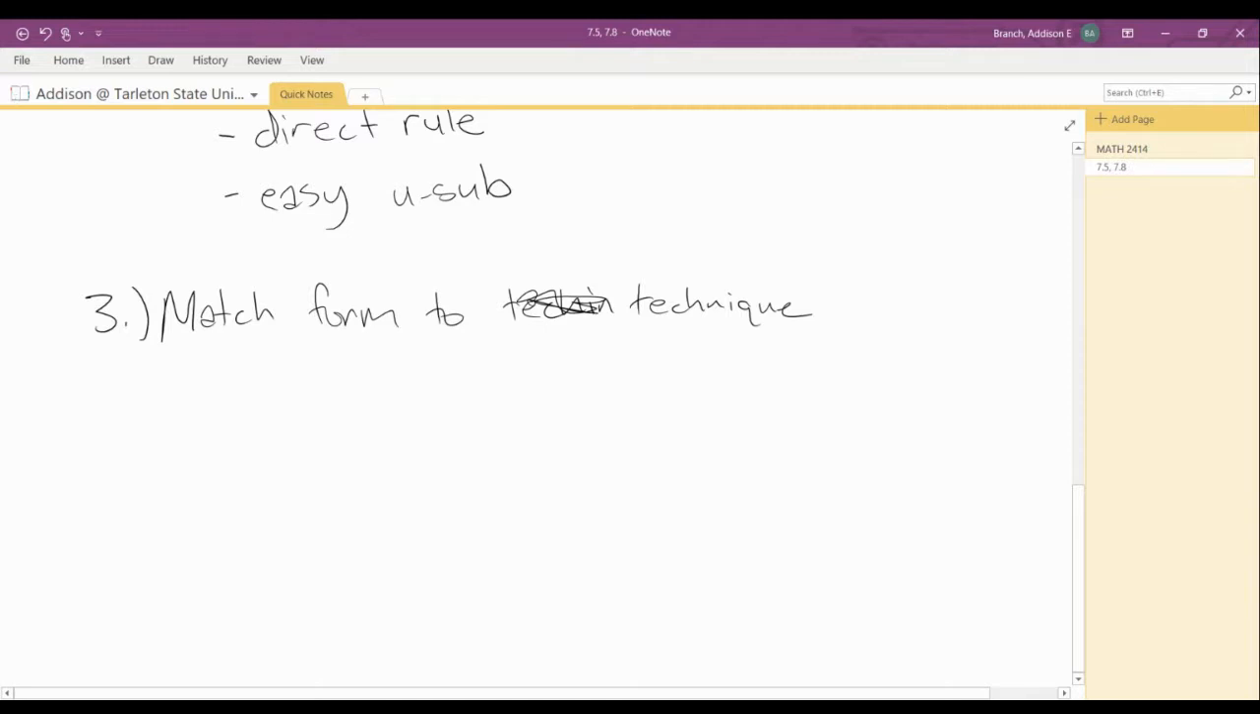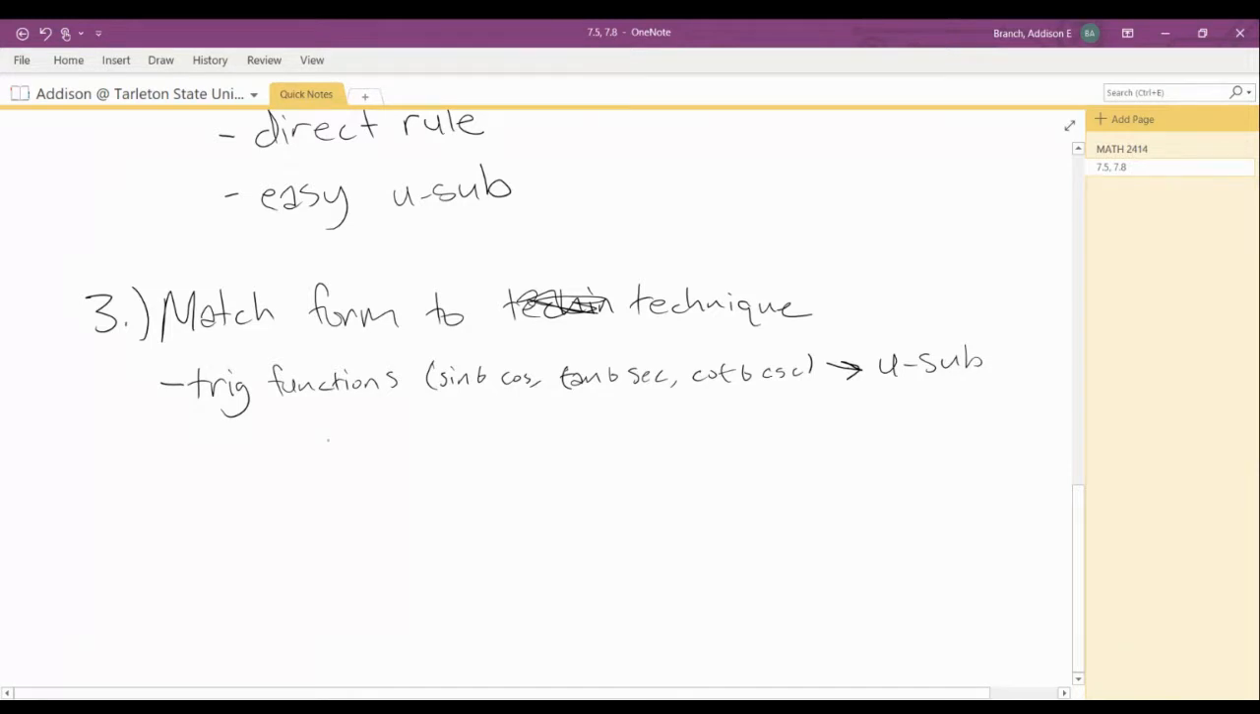There's a few different examples of this. So for example, if you see trig functions, particularly if they are in pairs, such as sine and cosine together, tangent and secant, or cotangent and cosecant, if you see those together, that's a pretty big hint that you're going to probably be doing some sort of U sub, which is what we did in, I believe, section 7.2.